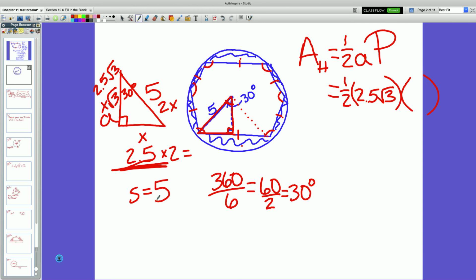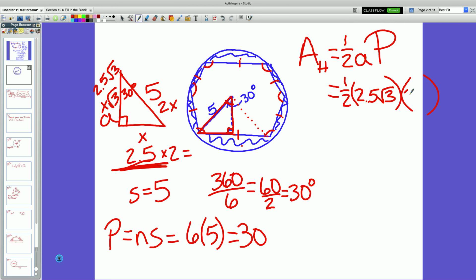Okay. And then for perimeter, I take the number of sides times s, which in this case would be 6 times 5. So my perimeter is 30. So plug that in there. So I'd have 1/2, so 0.5 times 2.5 times 30. So I get 37.5 square root of 3 for my area of my hexagon.